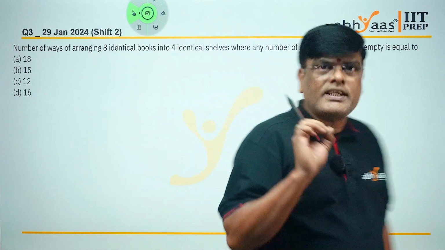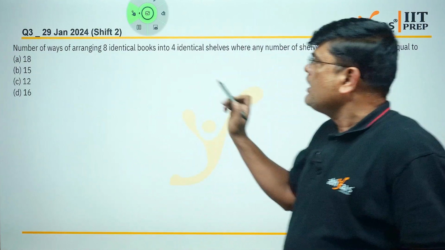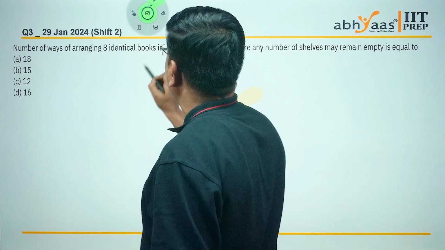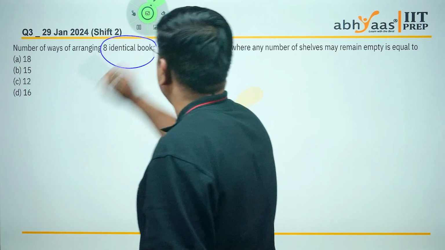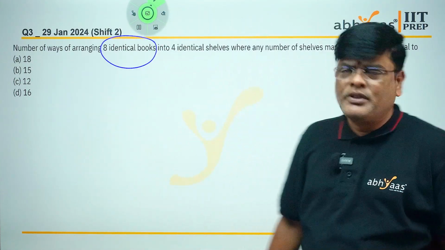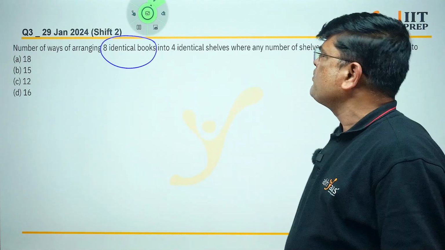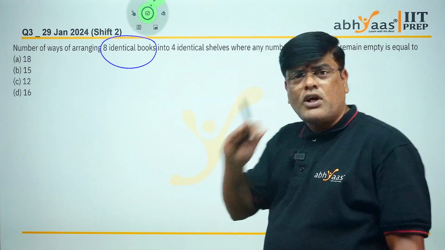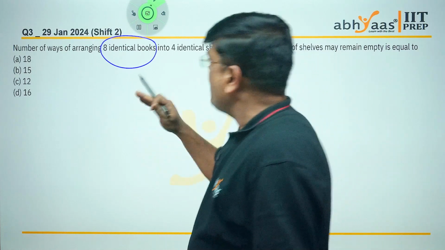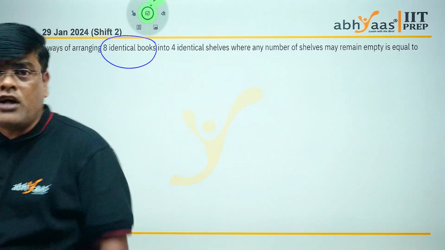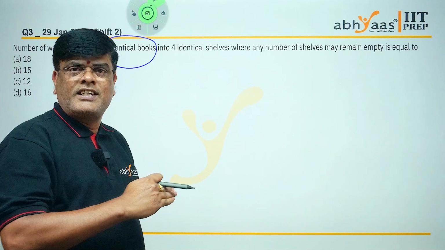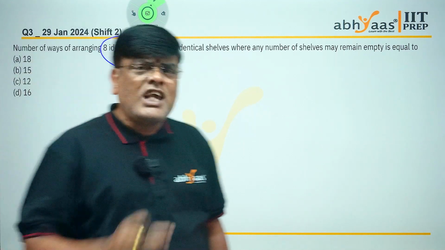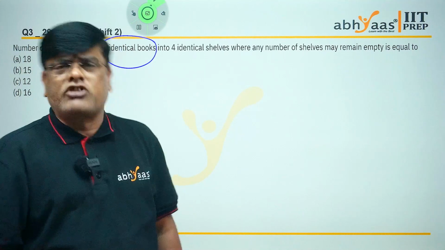First, try to understand this question. Okay, here what is given? 8 identical books are there, right? Same books. Let us suppose mathematics books, right? 8 identical books into 4 identical shelves. Here shelves also are identical. Now we have to arrange these 8 books in 4 shelves such that any shelf may remain empty. That means we can keep the shelves empty also.